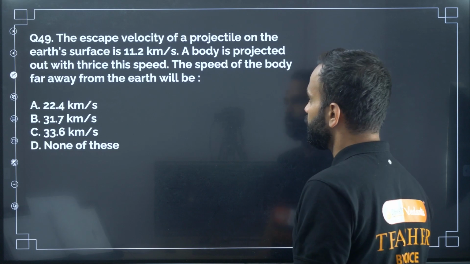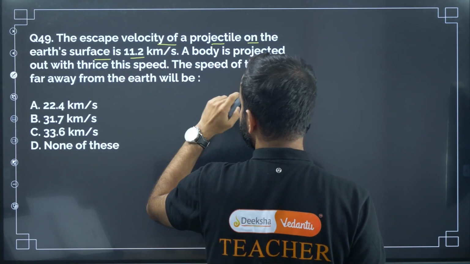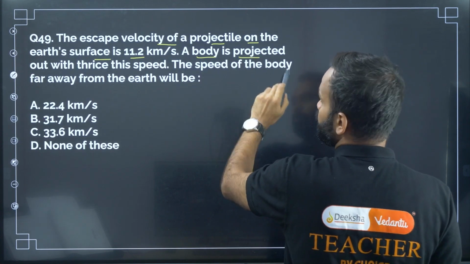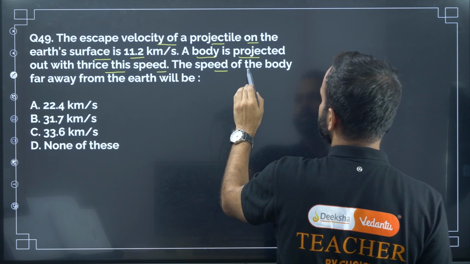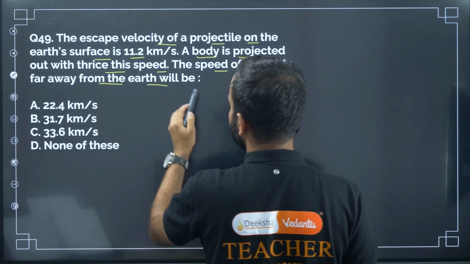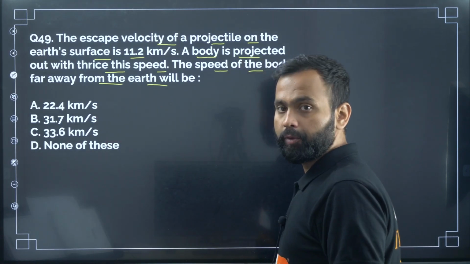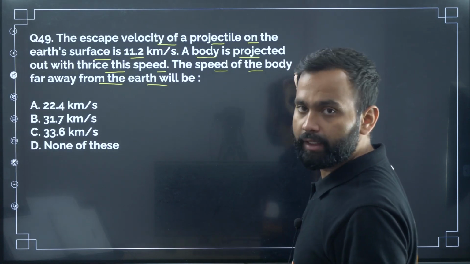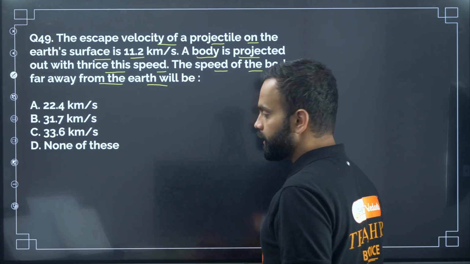Next question, question number 49. The escape velocity of the projectile on the Earth's surface is 11.2 km per second. A body is projected out with thrice this speed. The speed of the body far away from the Earth will be. Far away from the Earth means the distance from the center of the Earth to the position of the object is almost infinity, after the projection.